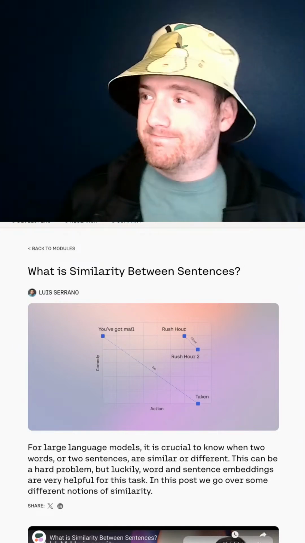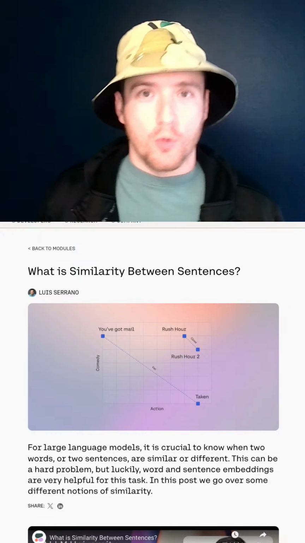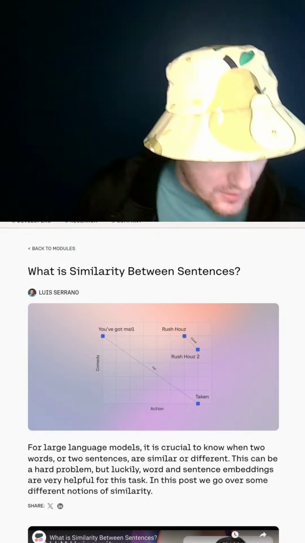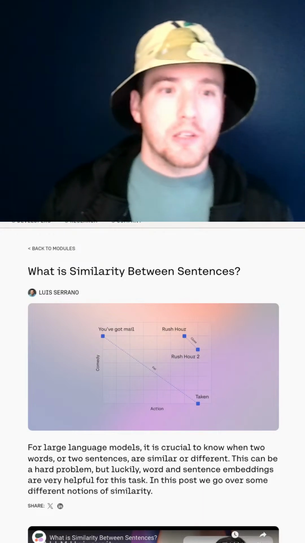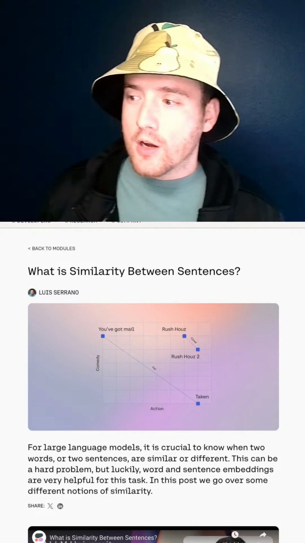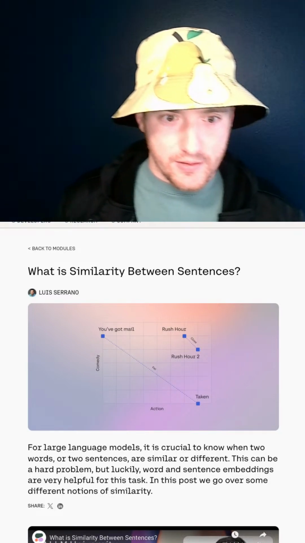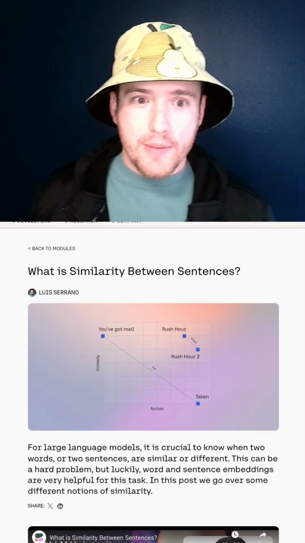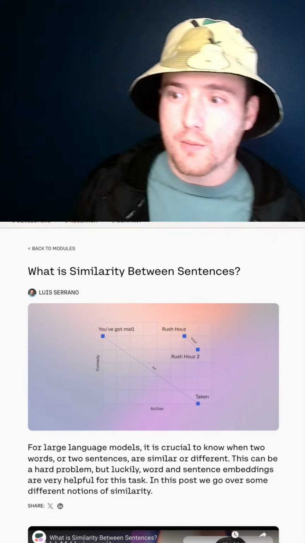All right. Chapter 2. We're going to move on to Chapter 2. So our first lesson in our LLM University, we did what were sentence and word embeddings. And now we are moving on to what is similarity between sentences. Similar to the embeddings, how are they characterized? What numbers are they given?